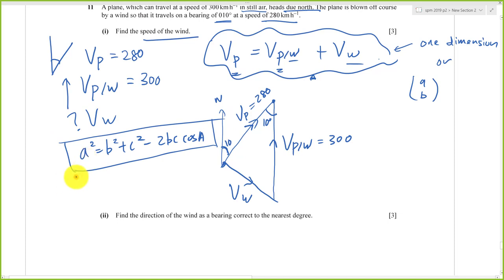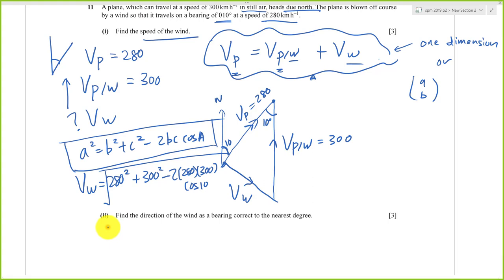So therefore, the velocity of the wind is equal to 280 squared plus 300 squared minus 2 times 280 times 300 times cos 10. And then the square here, I move to the other side and square root the whole thing. Then I will type the whole thing into the calculator to get the velocity of the wind.